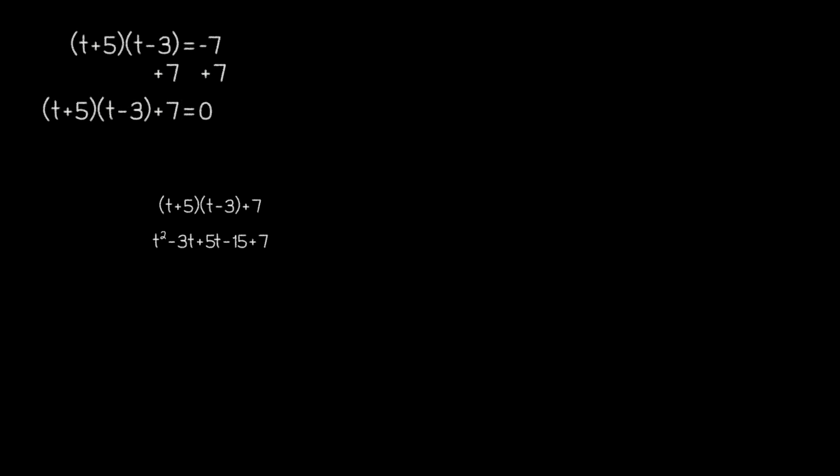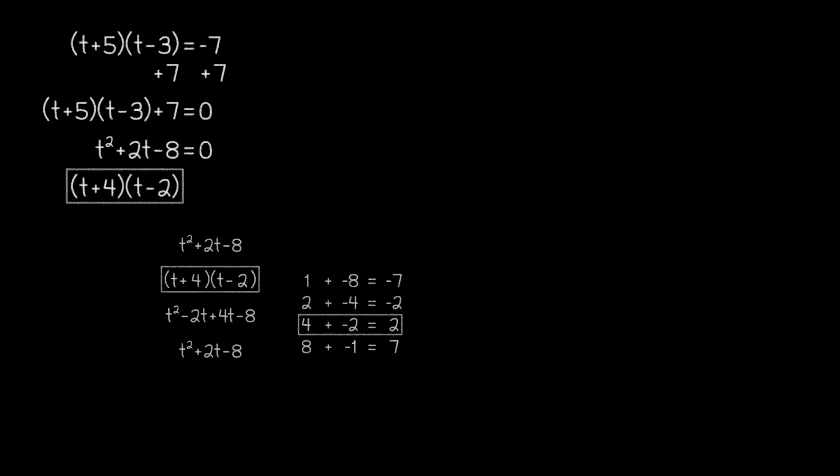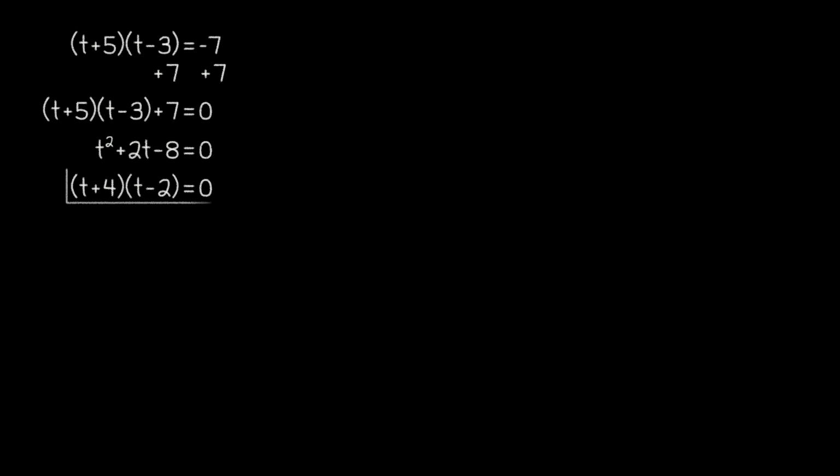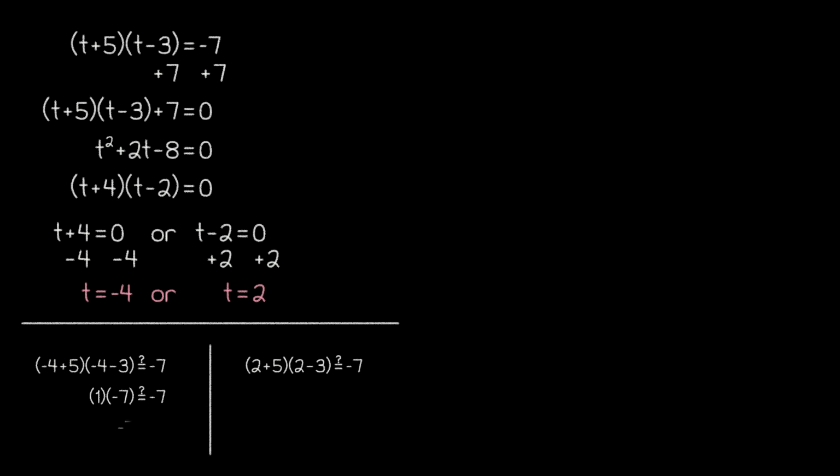Sure, this will take a little time since we need to start by converting it to the standard form, but once we do that, we can apply the factoring strategies that we've learned previously and see that our original equation can be transformed into this new equation. At this point, we're finally allowed to apply the zero product property, which will show us that t can be equal to -4 or +2. And plugging these values into our original equation will verify that these are indeed the correct solutions.